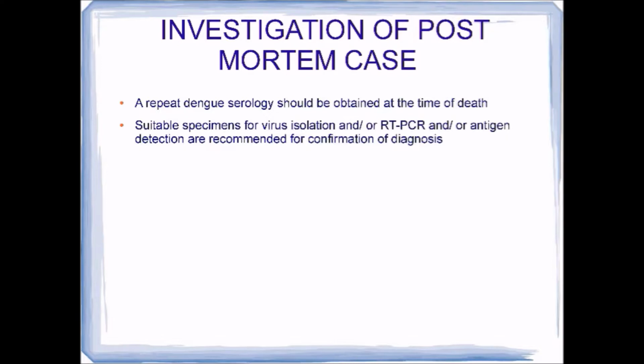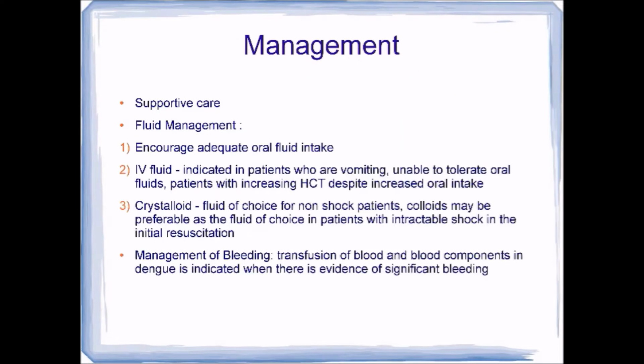A repeat dengue serology should be obtained at the time of death. Suitable specimens for virus isolation and/or RT-PCR and/or antigen detection are recommended for confirmation of diagnosis. The management of dengue is mainly supportive care, which includes fluid management and also bleeding management.